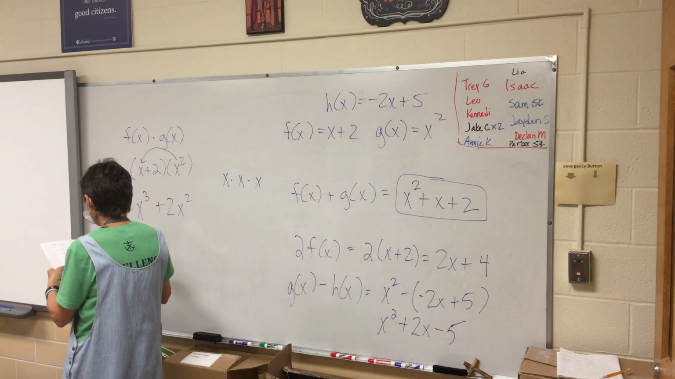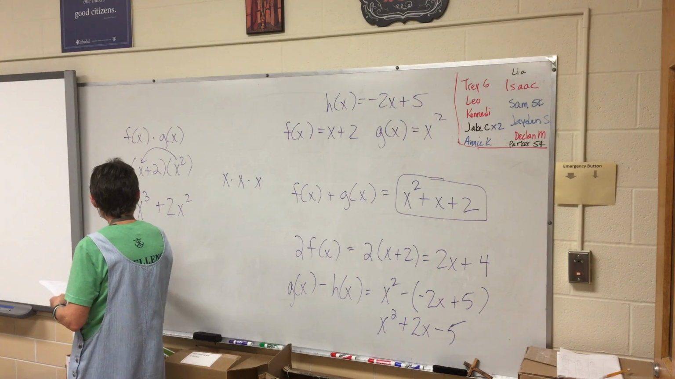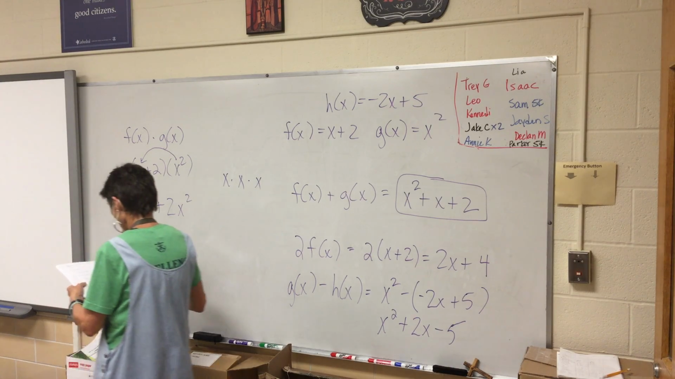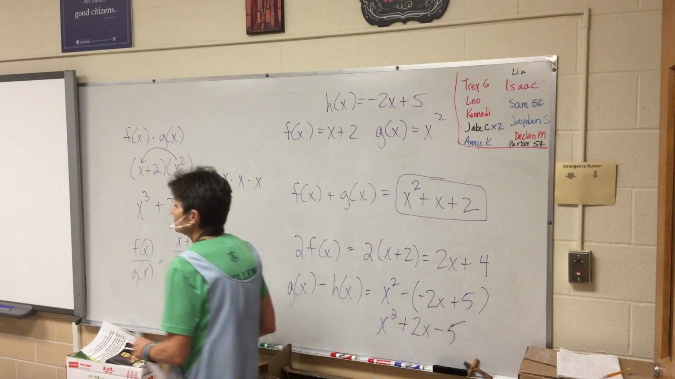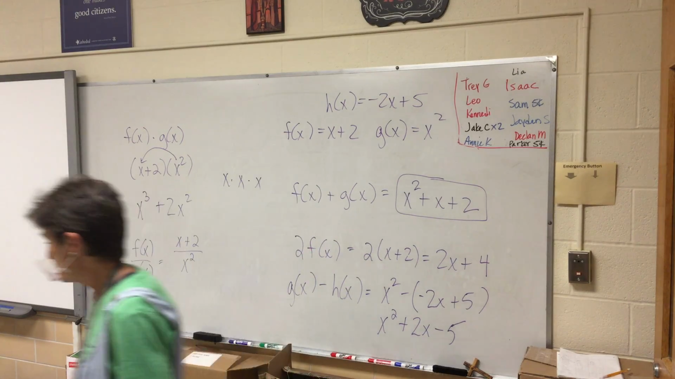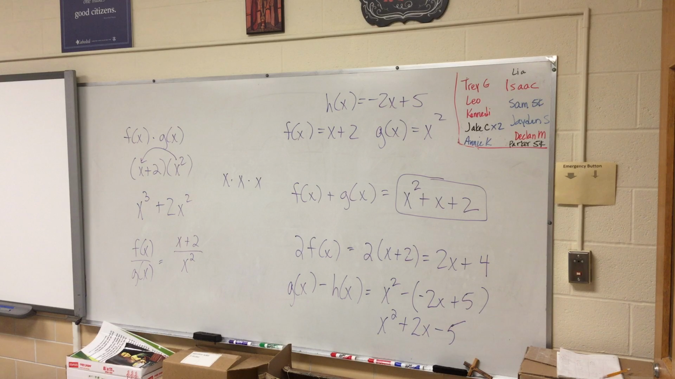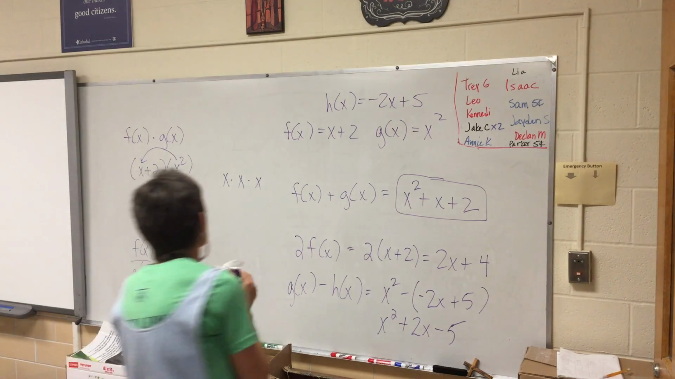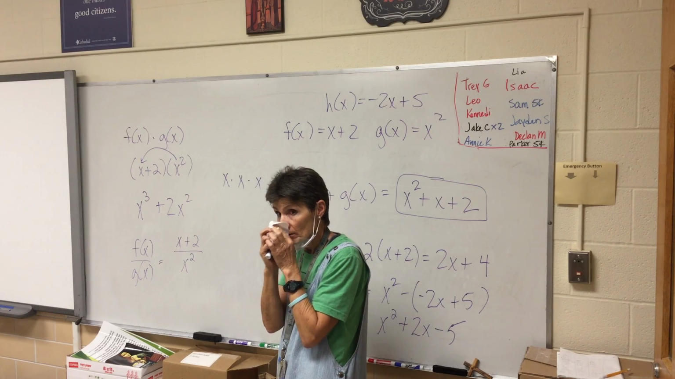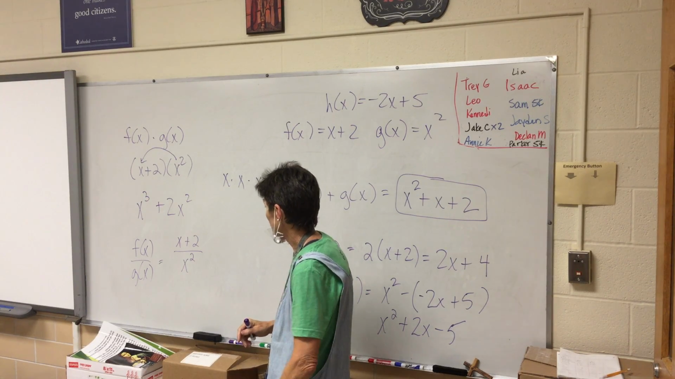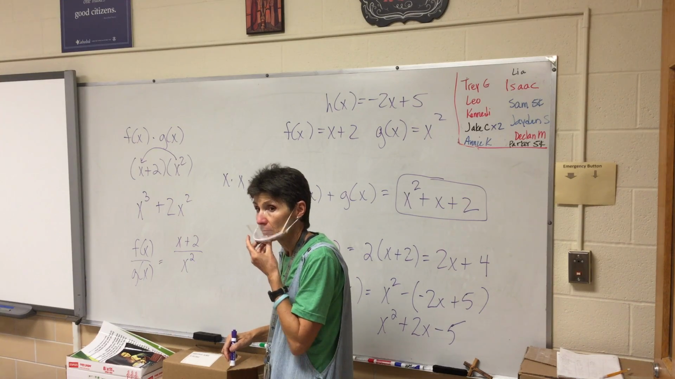And then finally, we have f of x divided by g of x, which is x plus 2 divided by x squared. Now, gang, nothing cancels. So couldn't you just bring it up? Bring what up? X squared, so it'd be negative x squared plus x plus 2.